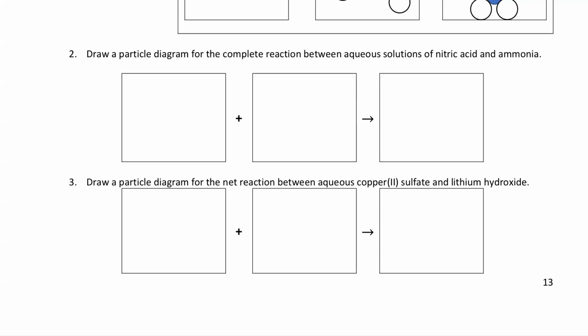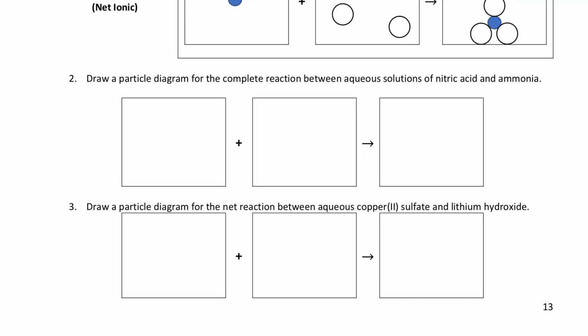Okay, when drawing the particle diagrams for these, you will need to have a balanced reaction first. So I would definitely start with that. This is going to be nitric acid and ammonia. So I'm going to just write this over here to the side. So this is going to be HNO3 plus ammonia. And that's going to give me NH4NO3, which is going to be aqueous.